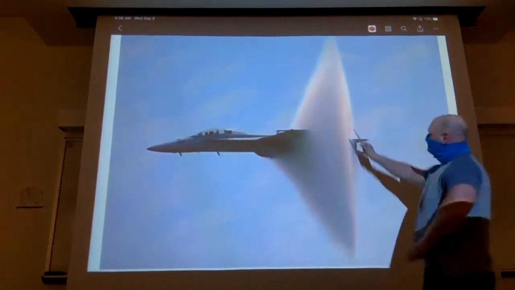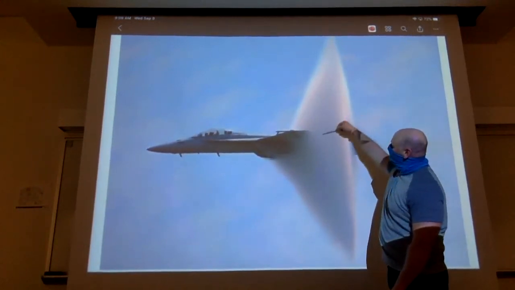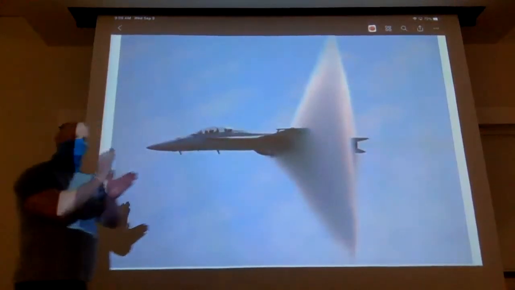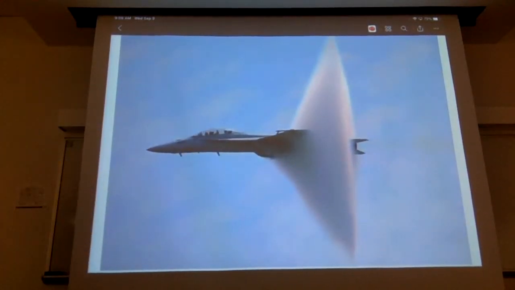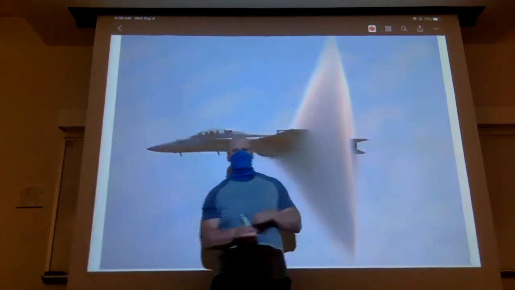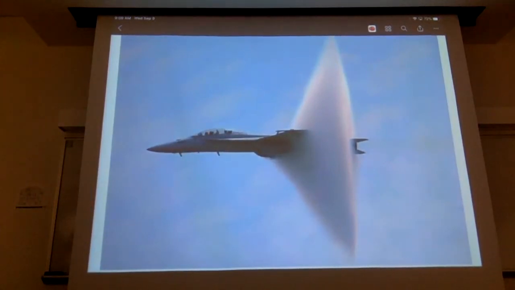Basically this cone is created by the fact that it gave off a pulse here, then a pulse here and a pulse here, but at each position it has moved faster than the speed at which this wave is moving outward, which creates this cone-like effect around the plane. Now what's interesting about this is the cone is actually an optical effect. You don't actually see this.